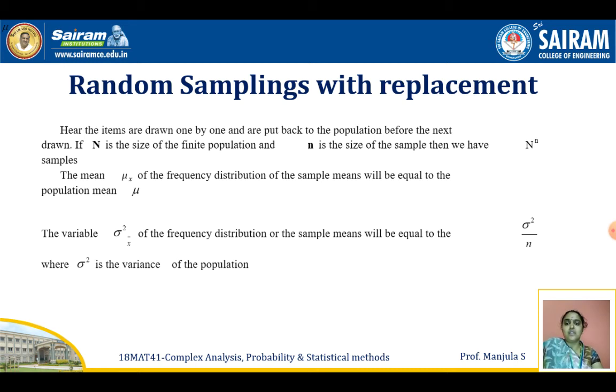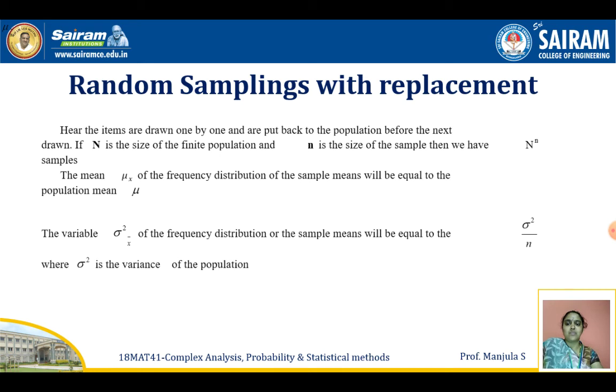Here the items are drawn one by one and we have to replace each back into the population before the next draw. Capital N denotes the finite size of the population, and small n represents the size of the sample. To find out how many samples there are in sampling with replacement, the formula is capital N to the power small n. The terms you have to remember: mu x bar represents the mean of the sample, and mu represents the mean of the population.